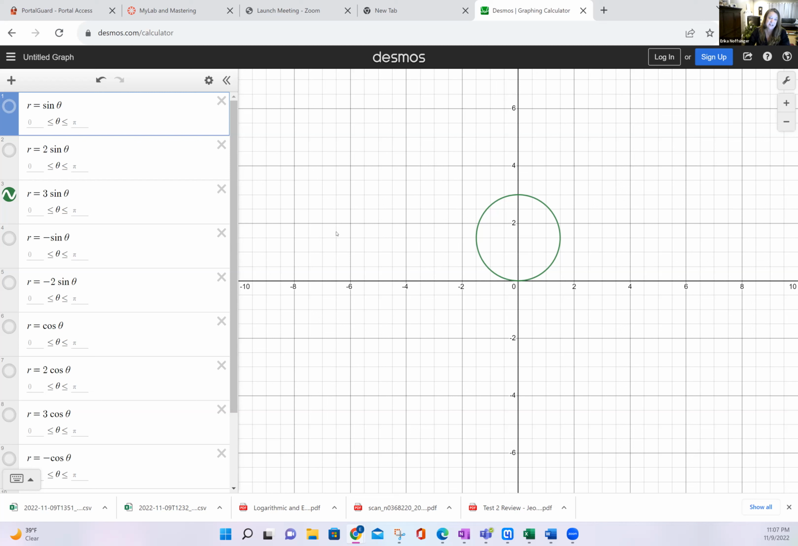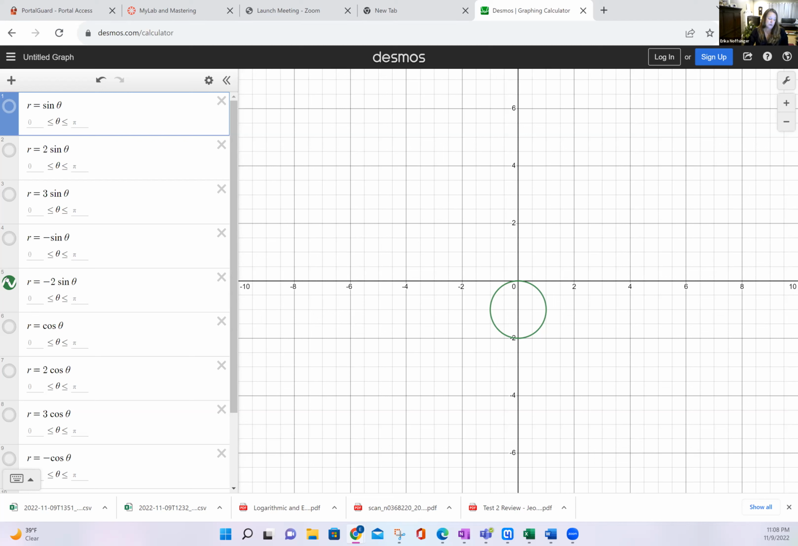So let's say that we have a negative in front of our sine theta. That coefficient in front is negative. We'll notice that it just flips it across the x-axis, and it's still symmetrical about the y-axis. My center now is at 0, negative 1, but my radius is still 1, the absolute value of negative 1. If I plot negative 2 sine theta, notice here, center is at 0, negative 2, and my radius is the absolute value of negative 2, which is 2.